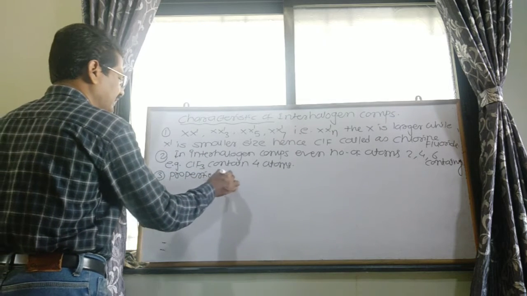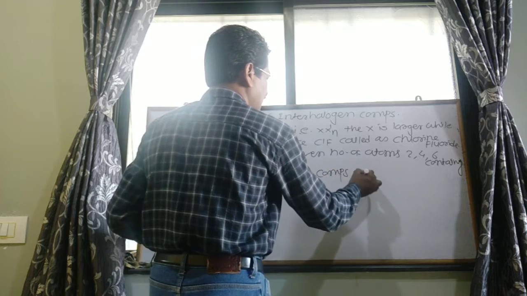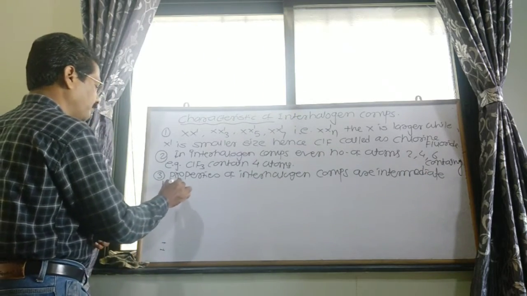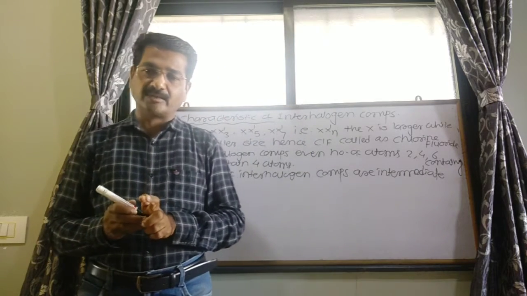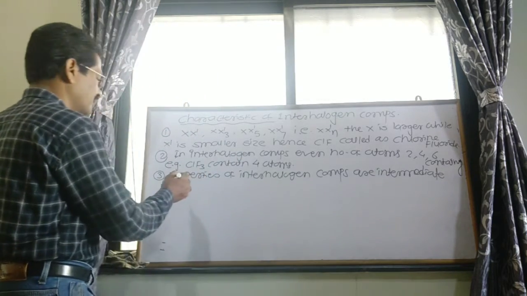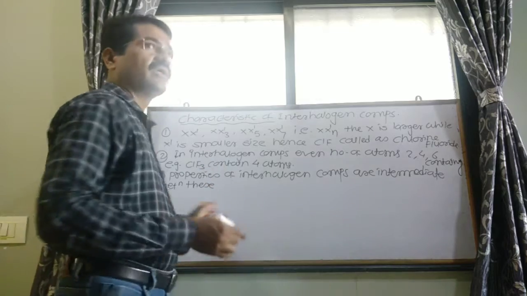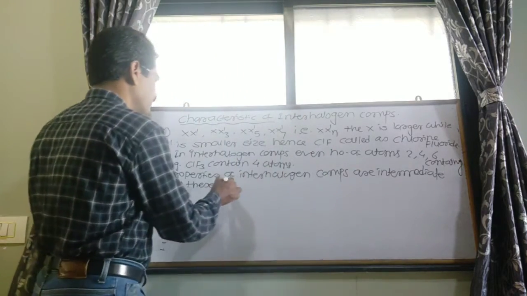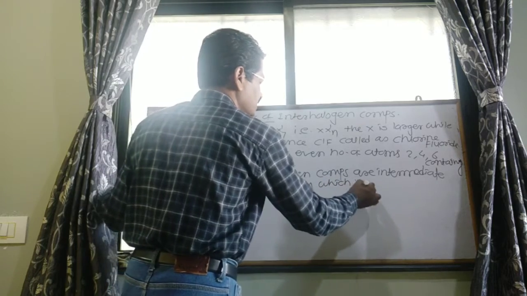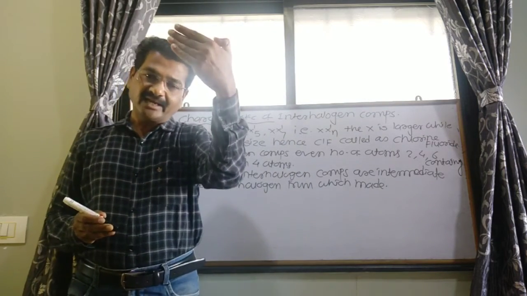Properties of interhalogen compounds are intermediate between those of the halogens from which they are made. That means the interhalogen compounds are made up from the halogens and can show their properties.